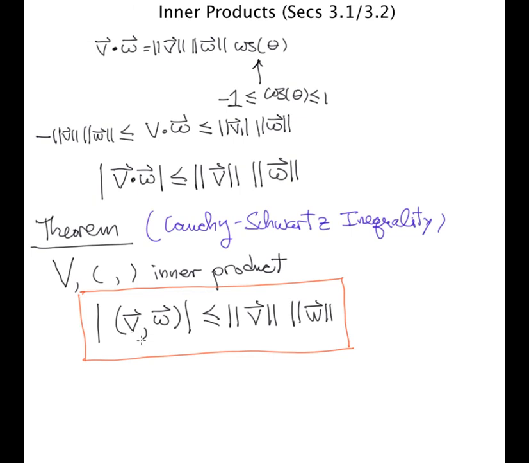Now keep in mind that the number over here, of course, is non-negative. The inner product of V and W could be negative, but anyway, that's why you need the absolute value. But in absolute value, it's less than or equal to that.